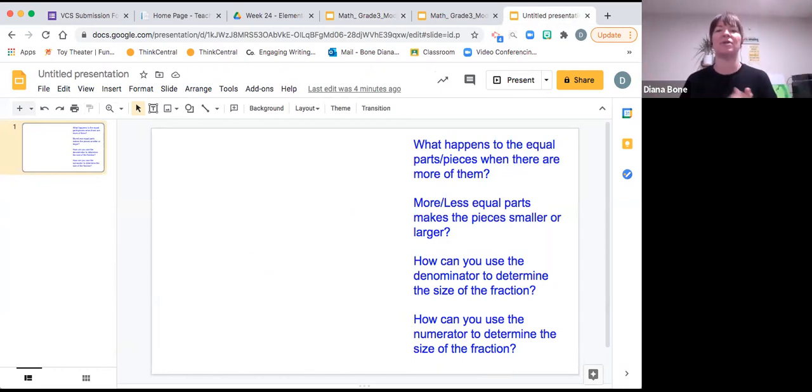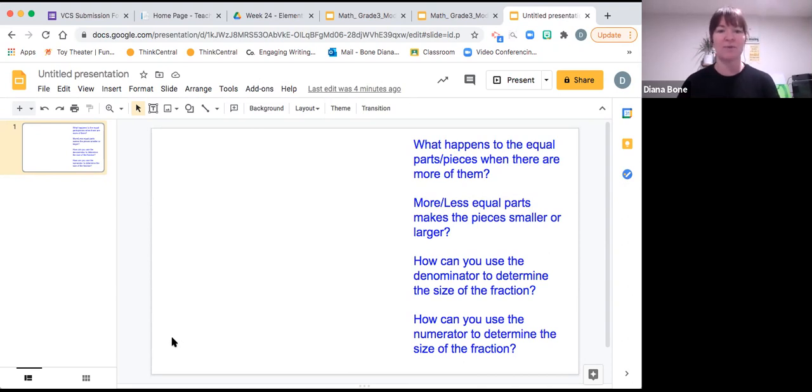What's happening to the equal parts or pieces when I draw more of them, when there are more of them? And then start thinking about, do more pieces or fewer pieces make the pieces get smaller or larger? Is there a connection there? And how can you use the denominator to determine the size of the fraction? How can you use the numerator to determine the size of the fraction? So let's draw a couple.